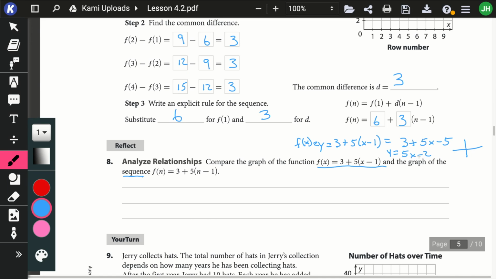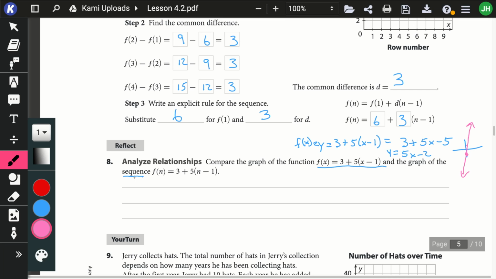The y equals mx plus b tells us that minus 2 is going to be the y-intercept, and the slope goes up 5 over 1: 1, 2, 3, 4, 5 over 1, up 5 over 1, right? This is going to be a line like this. So notice, the graph of the function is a line.